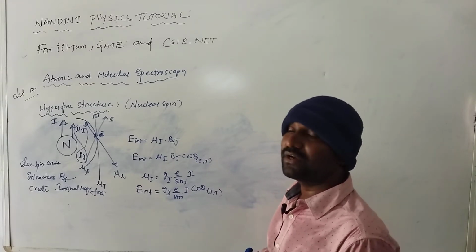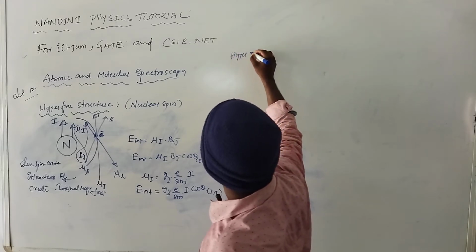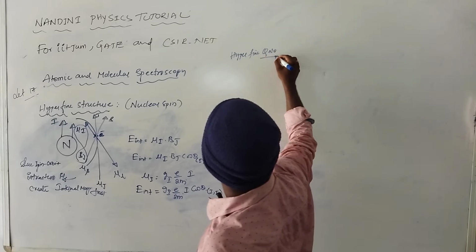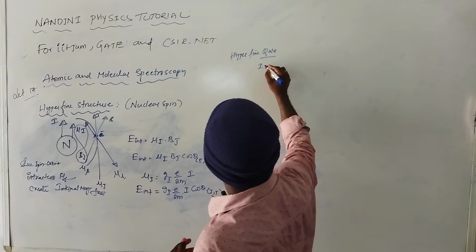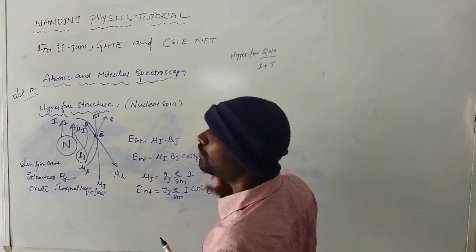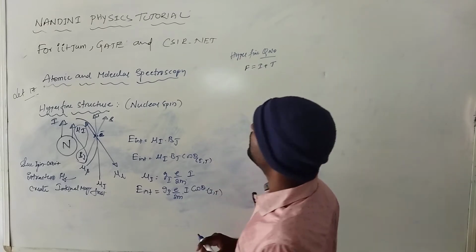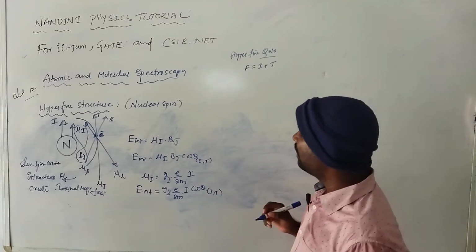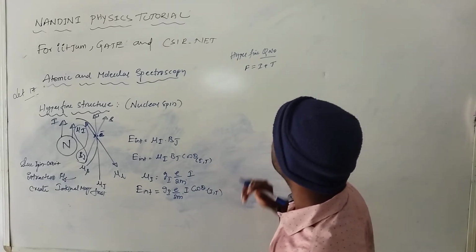the hyperfine quantum number. You know that this is called the hyperfine quantum number. That is nothing but the nuclear spin plus the total angular momentum J, which gives capital F. So capital F is nothing but the hyperfine quantum number. Therefore, I want to find out the cos theta value using this equation.